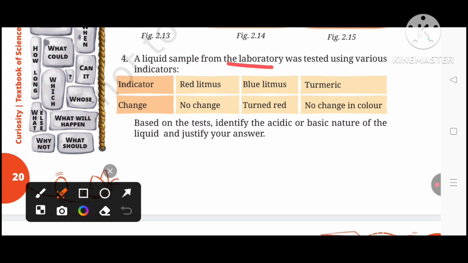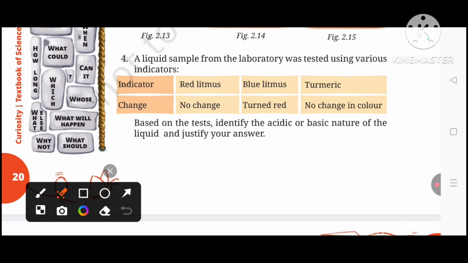A liquid sample from the laboratory was tested using various indicators. When we used red litmus, there was no change in color. If we use blue litmus, it turns into a red color, and if you use turmeric, there is no change in the color. We know that when turmeric solution comes in contact with an acidic solution or acidic sample, it will not change its color and remains yellow.